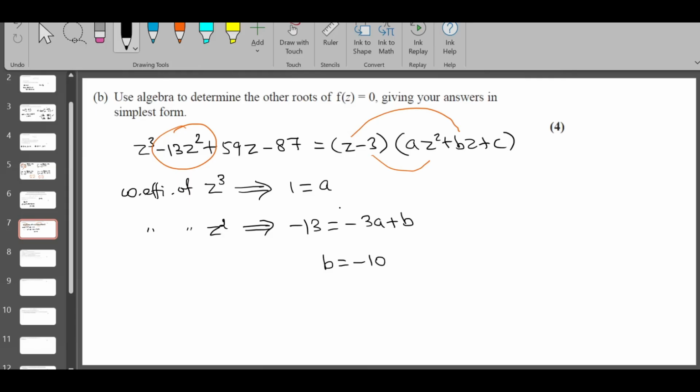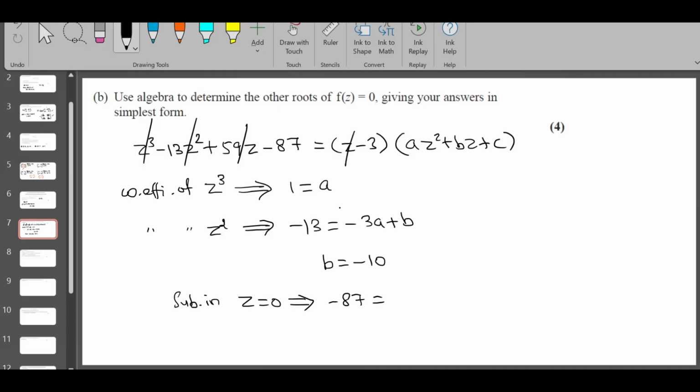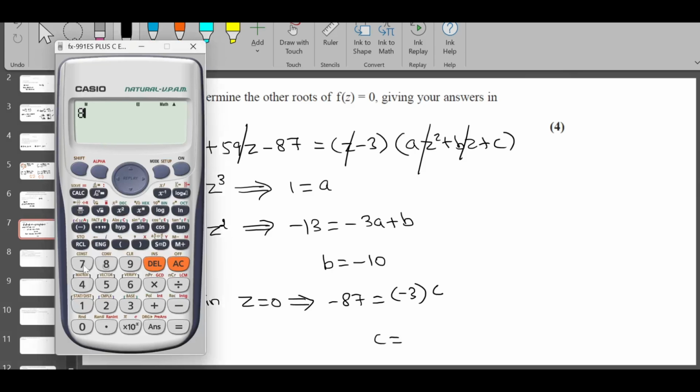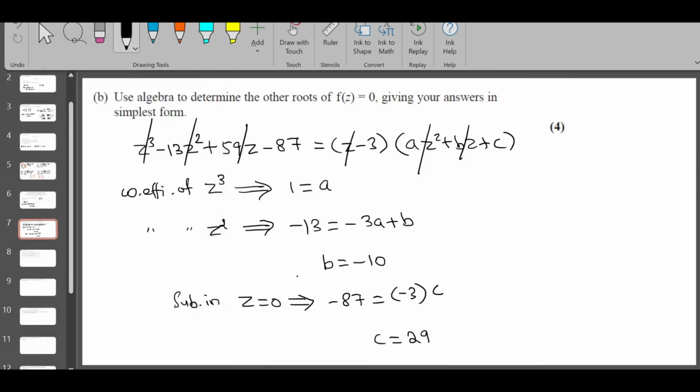And then you can also sub in any value for z. I'm going to sub in z is 0. So these things will be 0. Minus 87 is equal to, this is 0, so minus 3 times c. So c is minus 87 over minus 3, which is 29. We got the values of a, b, c.